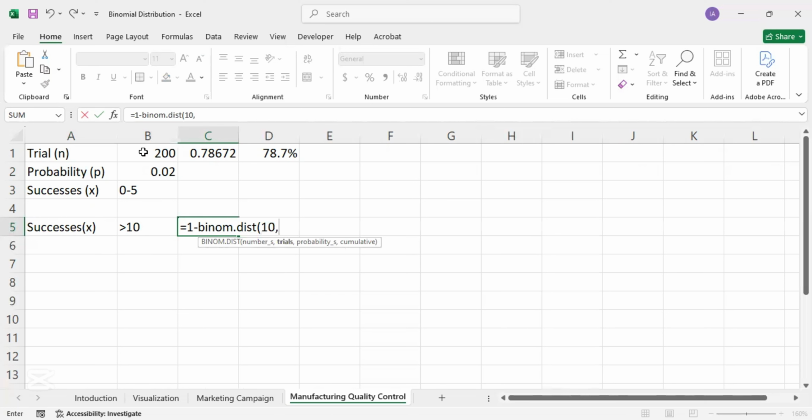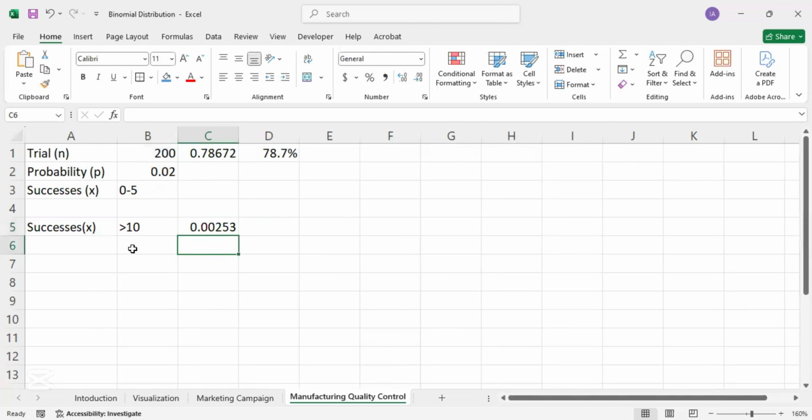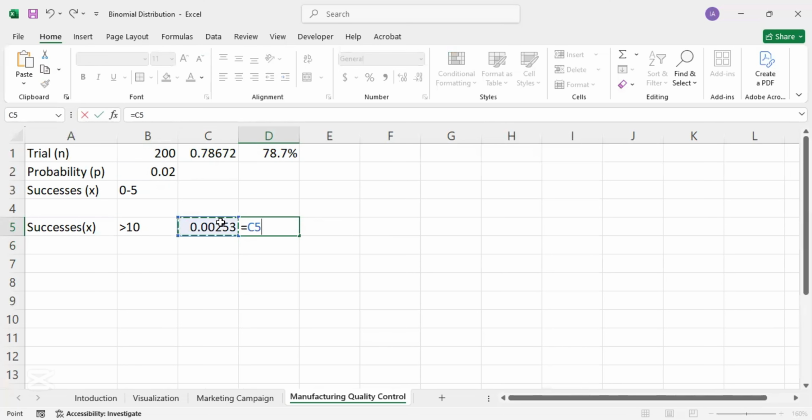Our trial is 200, our probability is 0.02. Our cumulative now is true because we are still looking for a cumulative. Okay, close the parentheses and hit enter. So we have our binomial distribution value here. Let's make this into a proportion as well. We basically have about a 0.3% chance of having more than 10 defects. So you are basically saying that a catastrophic failure in manufacturing is virtually impossible.